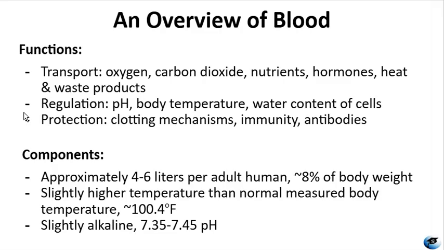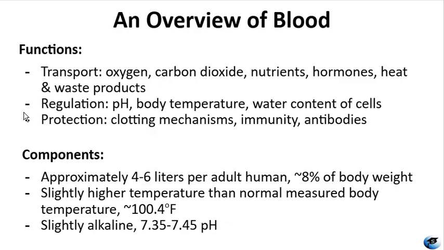Blood plays three main functional roles. Transport is perhaps the most familiar. Blood delivers oxygen from the lungs to the body tissues and carries carbon dioxide back to the lungs to be exhaled. It also distributes nutrients absorbed from the digestive tract, hormones from the endocrine glands, heat to help regulate body temperature, and waste products like urea to the kidneys for excretion.